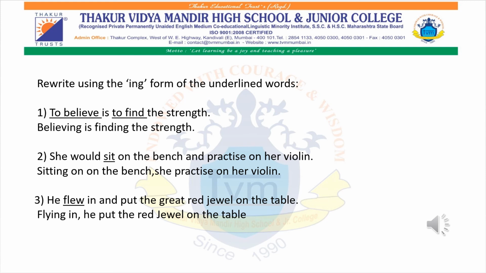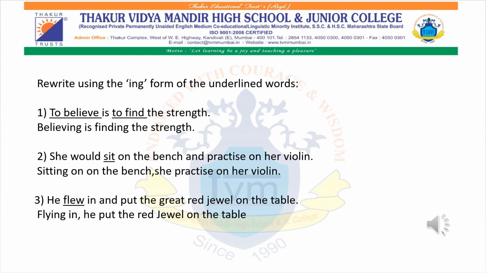Let's check. Sitting on the bench. On the bench, who practiced? She practiced on her violin. Instead of and we have written the word she. She practiced on her violin. So if they tell you to rewrite the underlined word, make sure that the sentence is making some sense. It is not possible to write she would sitting on the bench and practice on her violin. That sentence doesn't make sense at all. And therefore we have to modify the sentence, making sure that you write the sentence first, and after that you will have to put a comma.